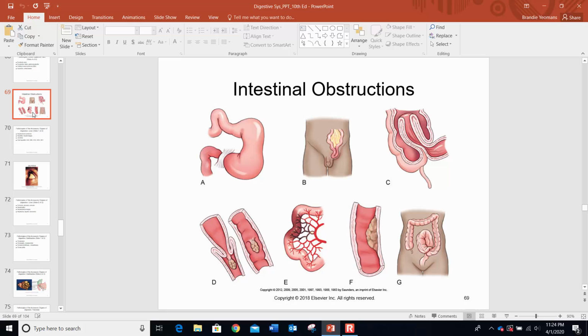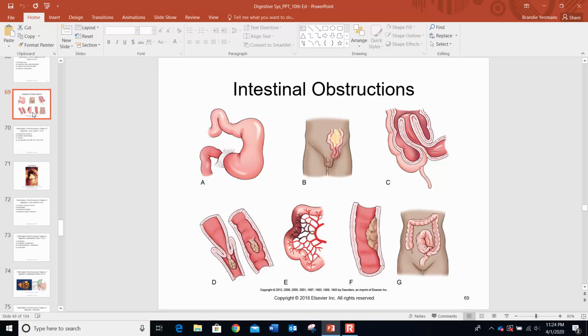So if you can imagine having an intestinal obstruction, just thinking about obstruction makes you think, oh, no, no, no. That obstruction can be because of an impaction, but the picture that you see here on your screen now is showing you what some of these obstructions are going to look like in some of the causes.